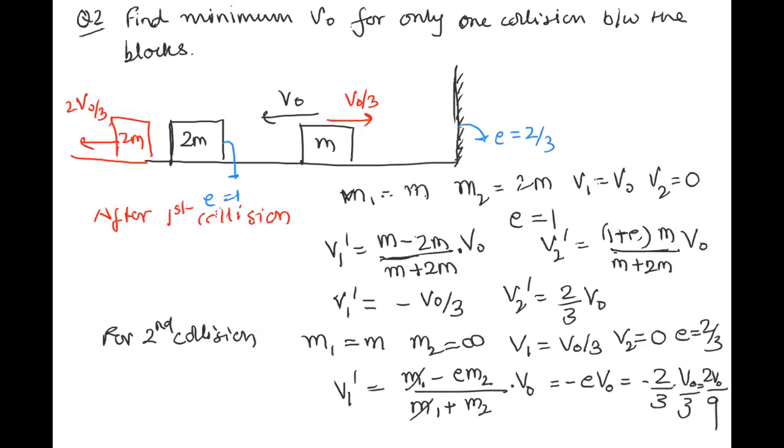Okay, now the collision would occur if this velocity was greater than this velocity, which is never going to happen for any value of v0. I could have rephrased the question. I can say find the ratio of masses for which this will happen. But I don't want to do that.